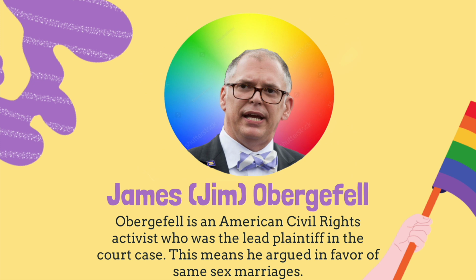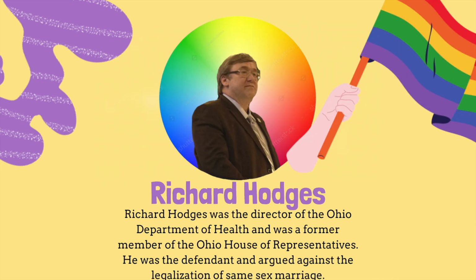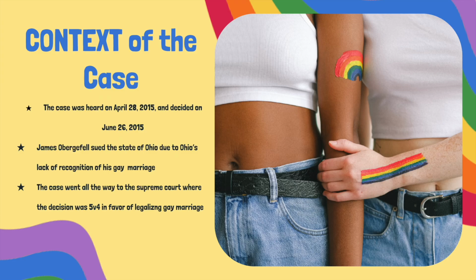Obergefell is an American civil rights activist who was a lead plaintiff in the court case. This means he argued in favor of same-sex marriage. And this is Richard Hodges. He was the director of the Ohio Department of Public Health and was a former member of the Ohio House of Representatives. He was the defendant and argued against the legalization of same-sex marriage.